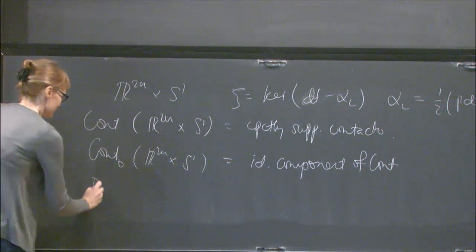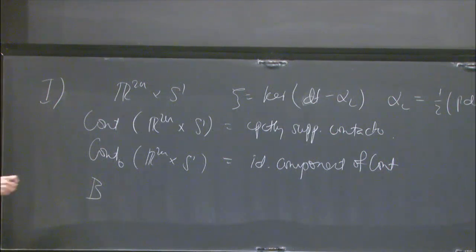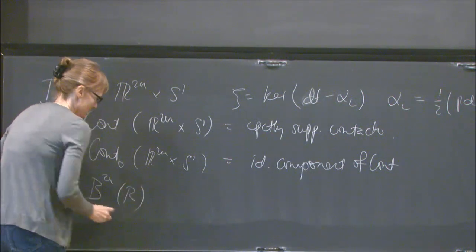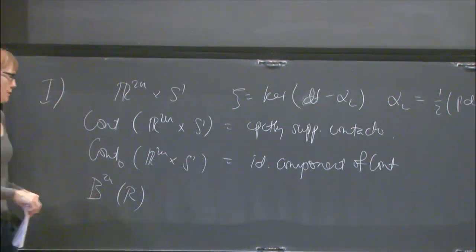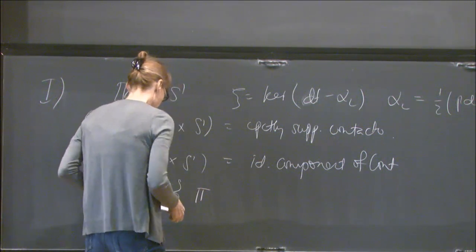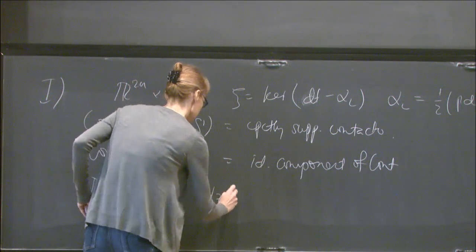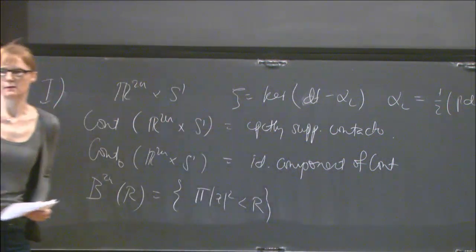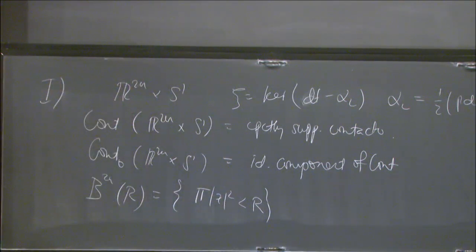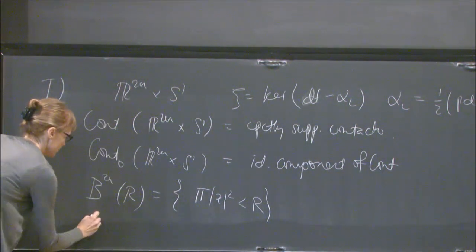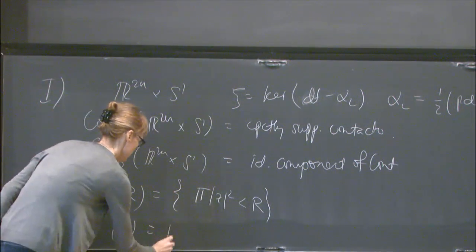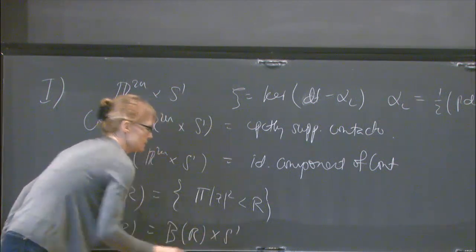Okay, also there's a slight difference in our definition of the balls. So in ℝ2n, B(R) is going to be the set such that pi times |z| squared is less than R. So I'm already absorbing this pi into the definition here. And then the pre-quantized ball of radius R will just be the previous one cross S1.